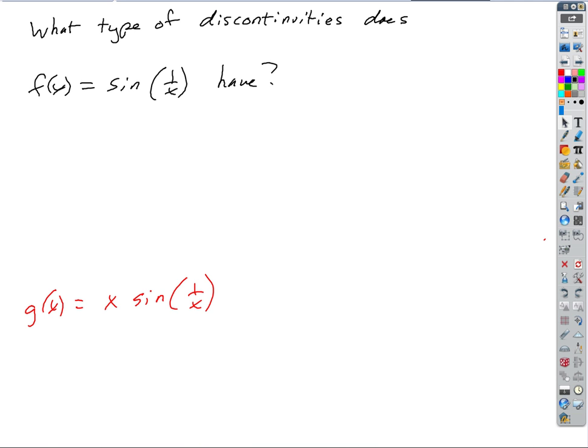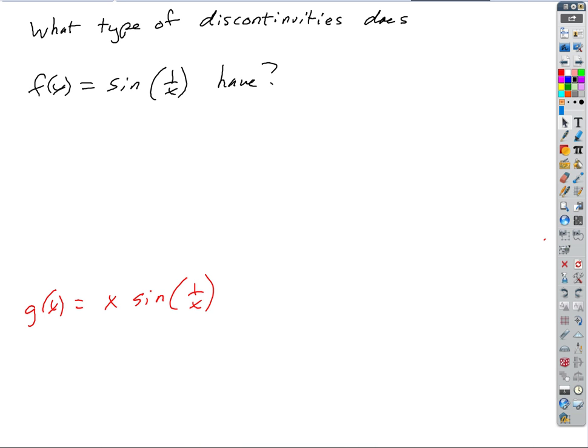Removable, we can either define a point to fill in a hole, or we can move a point to fill in a hole, right? We're only having to redefine a single point, that's doable. Non-removable means we have to move an infinite number of points, whether it's an asymptote or even just a break in the function. That's a much larger scale project. So we want to be able to talk about the types of discontinuities that we see here.